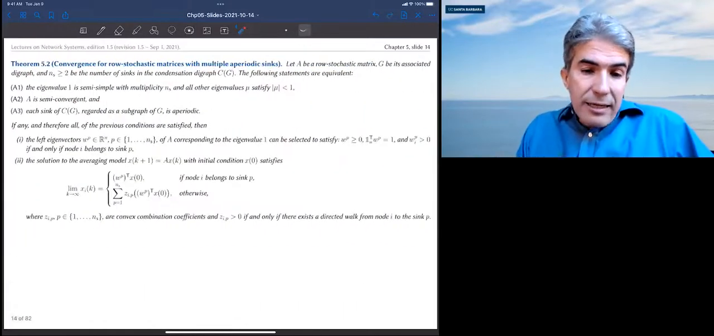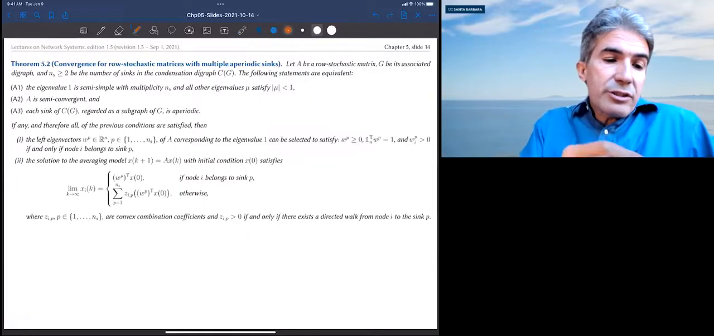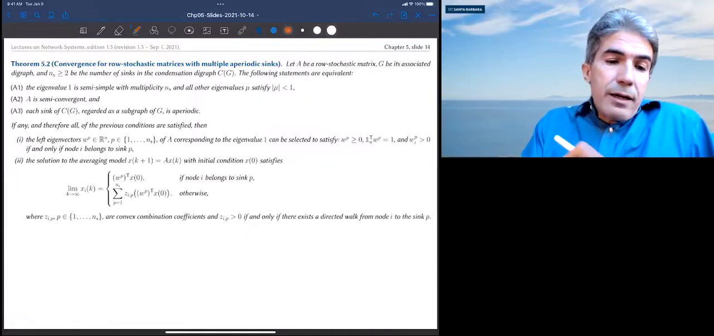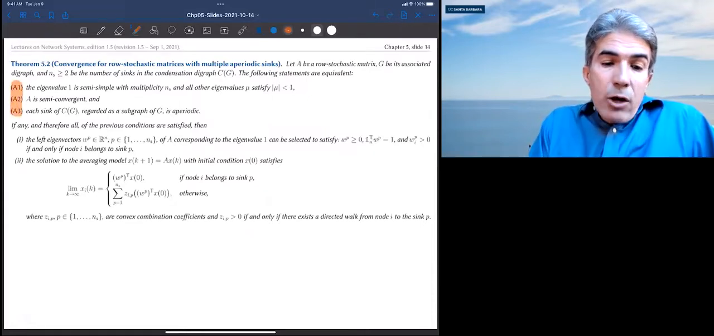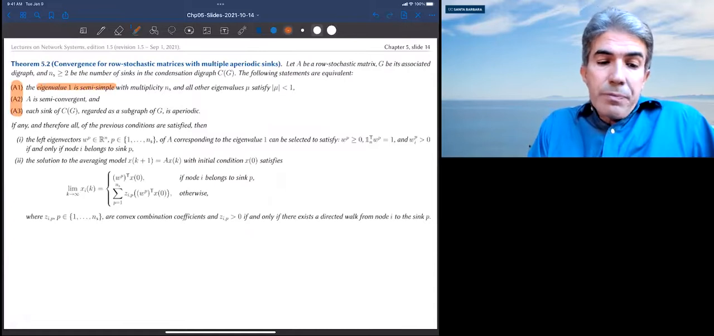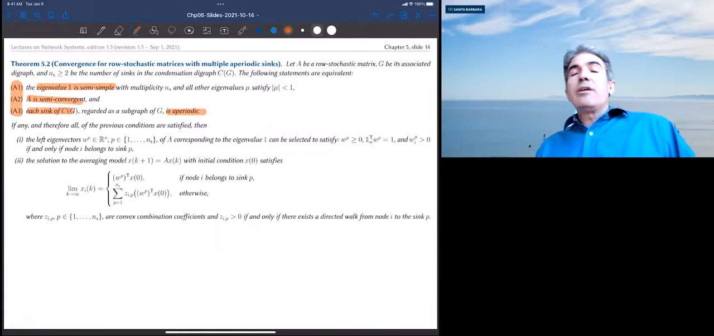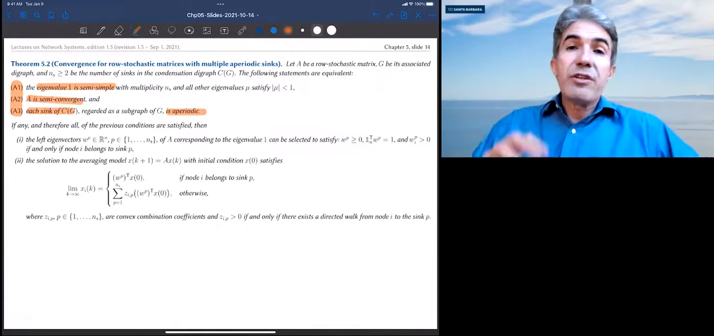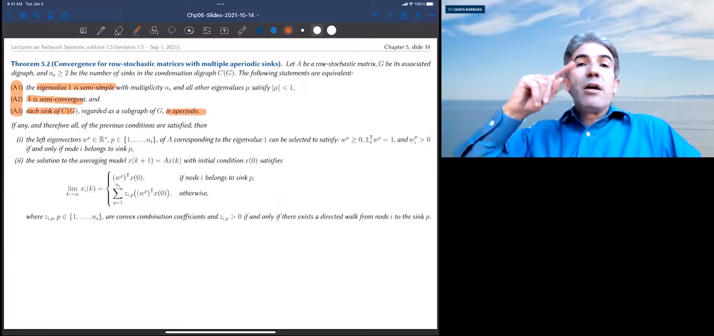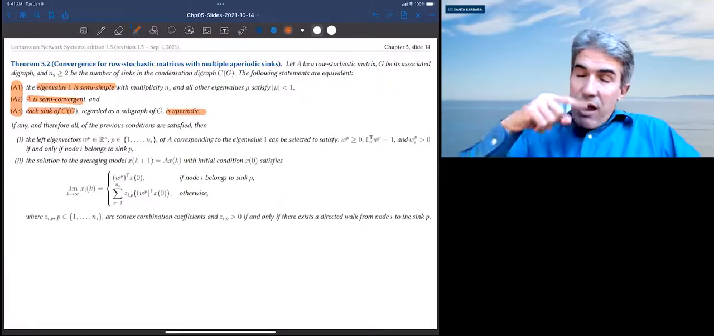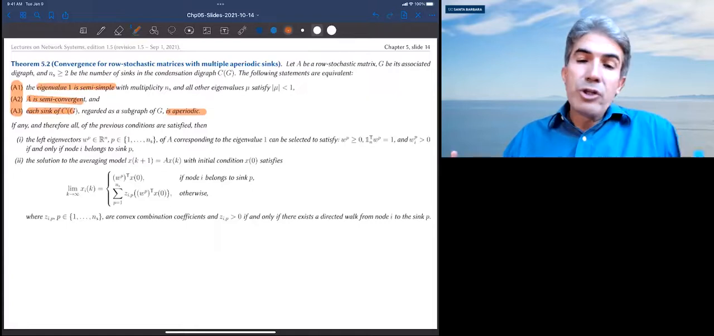And so the way you would expect, I'm only going to say this informally, the theorem says that the following 3 properties are equivalent, and now you allow the eigenvalue 1 to be semi-simple, the matrix is semi-convergent, and the requirement is that each sink of the condensation be aperiodic, because if you have a strongly connected graph that is periodic, then information will just travel in a periodic manner, and there will be no convergence to a specific value.